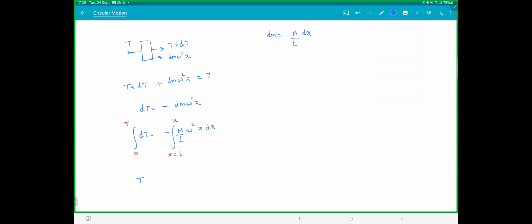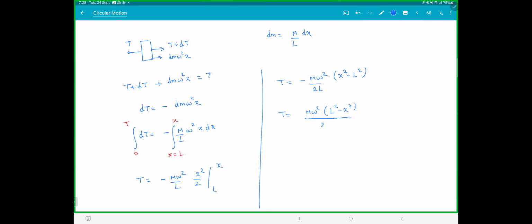So we get T is equal to minus m omega square by L, integral of x dx is x square by 2. Limits will go from L to x. We get minus m omega square by 2L, x square minus L square. We get m omega square, L square minus x square, by 2L. This is your tension, everyone.